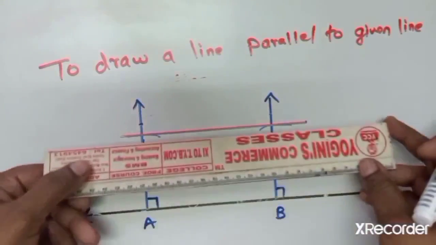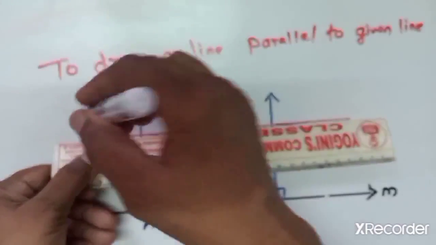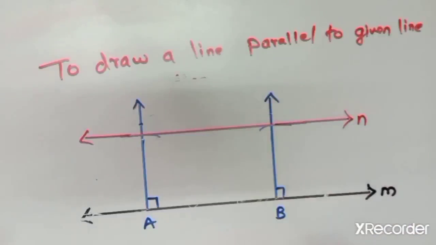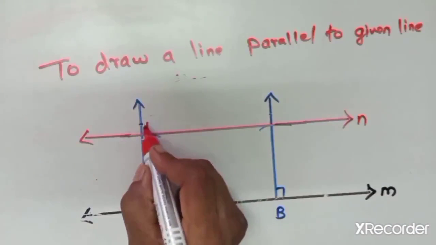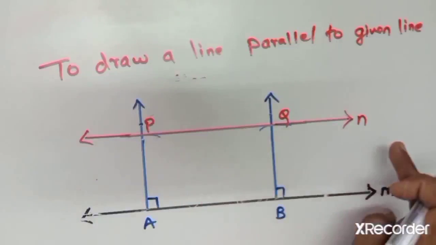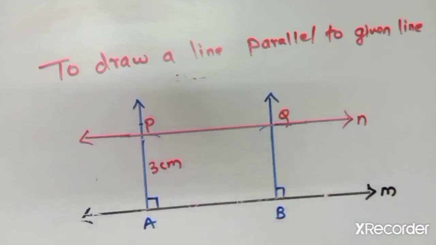So in this way, let us name this line as line N, and let us name these points of intersection as P and Q. Now you will have line N parallel to line M and at a distance of 3 cm from line M. So here you will get line M is parallel to line N.